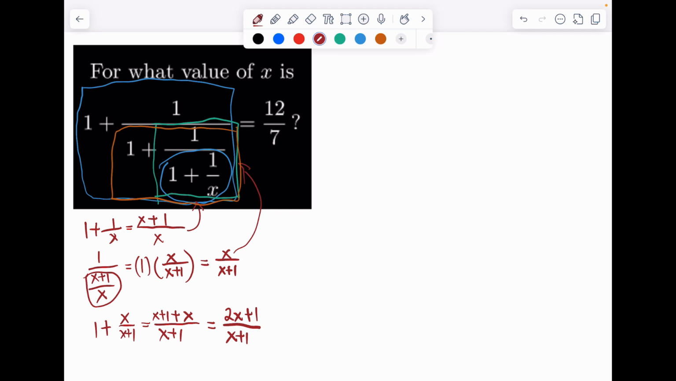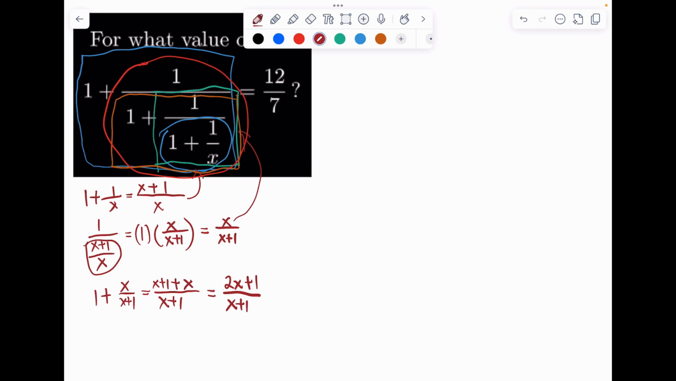And now that we have simplified this, we're gonna go and simplify this entire thing. So let's do that. Okay, so we have 1 over 2x plus 1 over x plus 1. And then we're going to change this operation into multiplication, but we're going to be getting the reciprocal. So this will become 2x plus 1. And then this is x plus 1 over 2x plus 1.